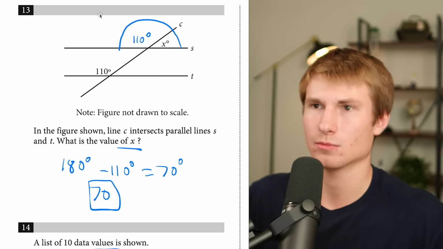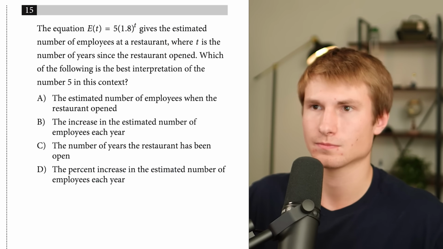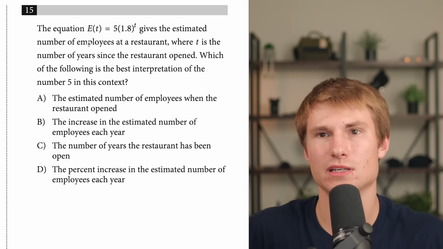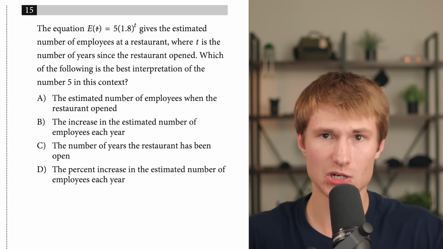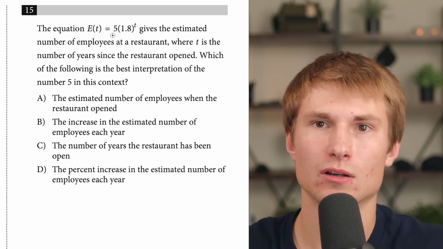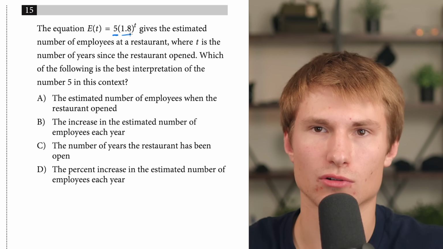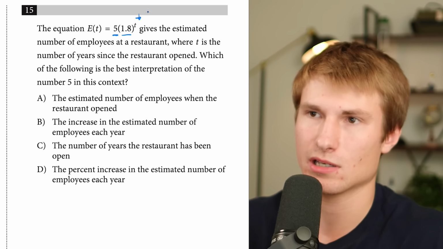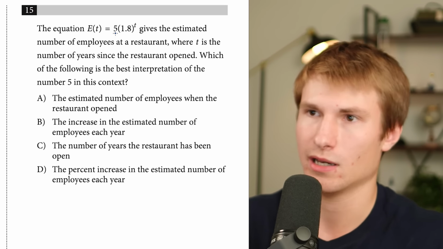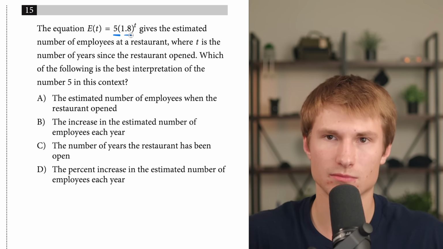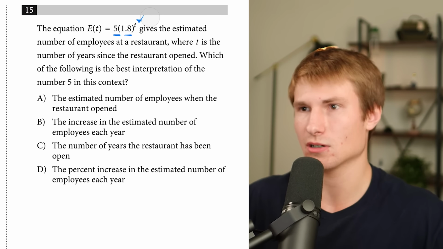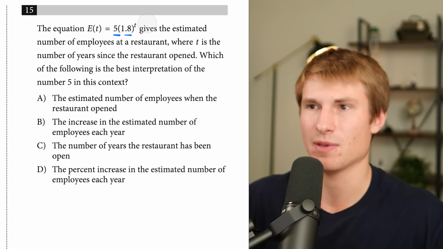Going on to question 15 now. Okay, question number 15. The equation E of t is equal to 5 times 1.8 to the power of t gives, okay, just quick thing I want to talk about. If you see this, where you have an initial value, a growth factor, and then it's raised to some power, always be thinking exponential growth formula. Okay, this is the initial value, this is your growth factor, and then this is the rate at which that growth factor is changing. All right, so the rate at which, or how much time has passed, right?